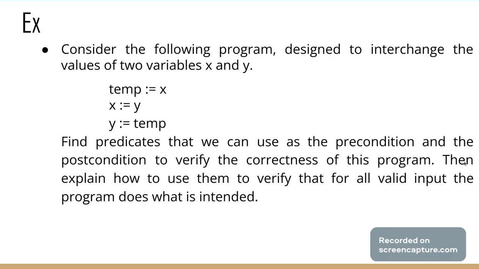And then they are asking us to explain how to use these predicates and postconditions to verify that for all valid inputs, the program will work correctly. That means if we have A and B as the input, x will be A and y will be B. And at the end, after this has been conducted, it was to interchange the values. So at the beginning, if x is equal to A and y is equal to B, then at the end, y should be equal to A and x should be equal to B. That is interchanging the values of x and y.